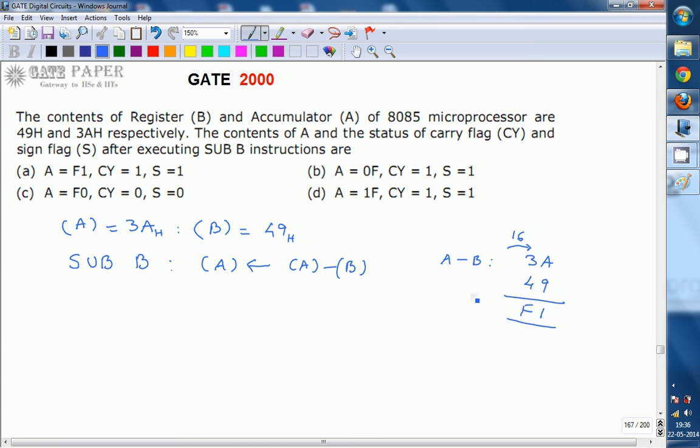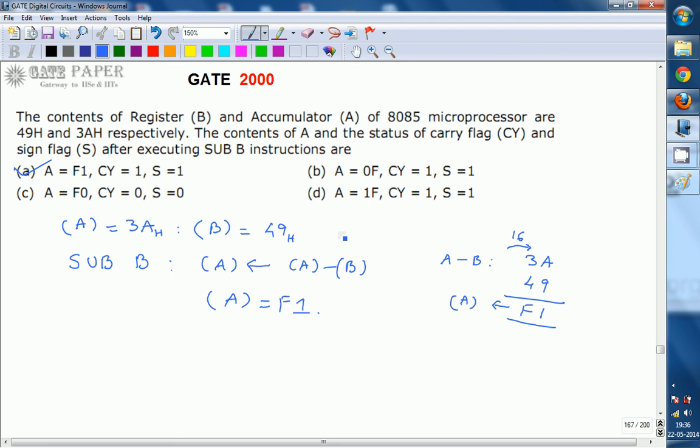So F1 is going to be the result that will be loaded into the accumulator. So the accumulator content is F1. From this you can directly say the answer is going to be A by looking at the contents of the accumulator. A is equal to F1.